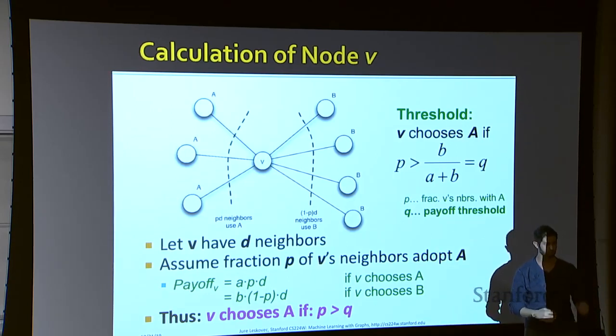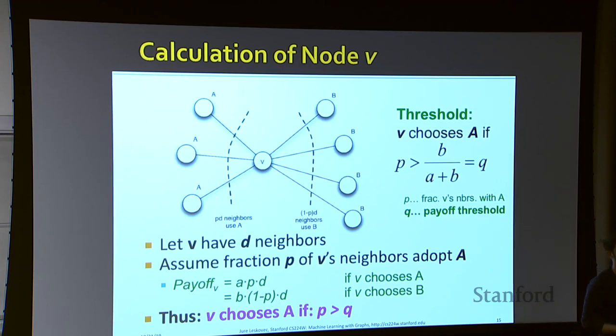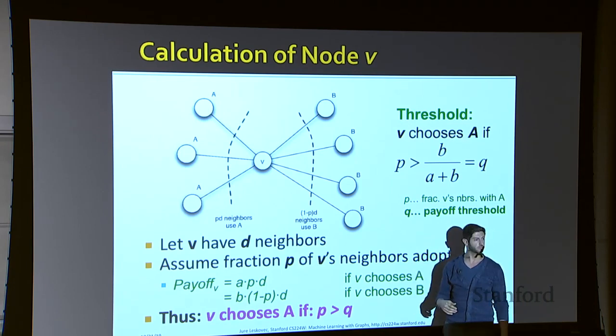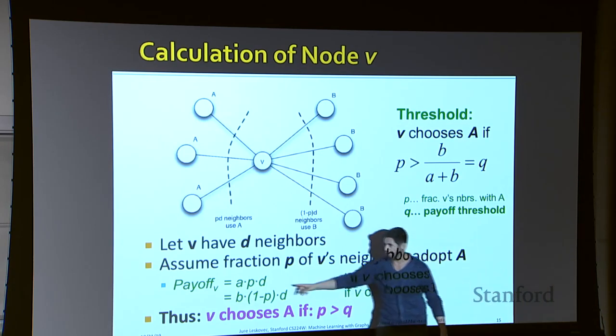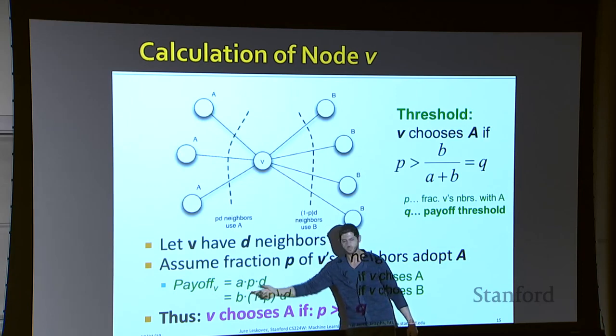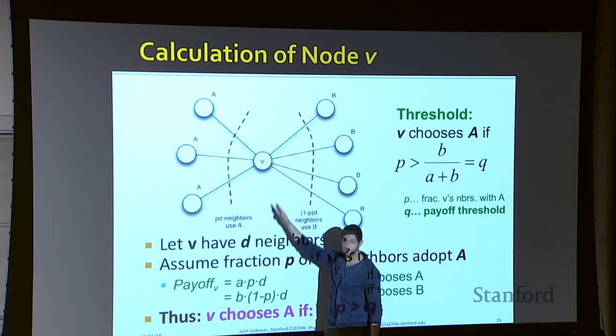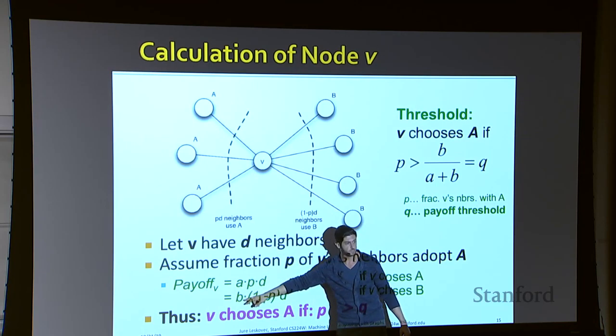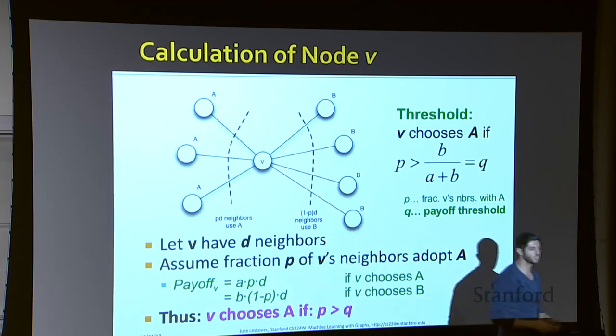Sounds good? Awesome. Question? Why are you setting the payoff that you get from adopting behavior A equal to the payoff of adopting behavior B? Couldn't those two sides be different? So the question is, why are the payoffs for A and B not different? But they are different, right? We're using different constants here. If you are matching on the A behavior, the payoff is going to be lowercase a. If you're matching on the B behavior, the payoff is lowercase b. So they are different.